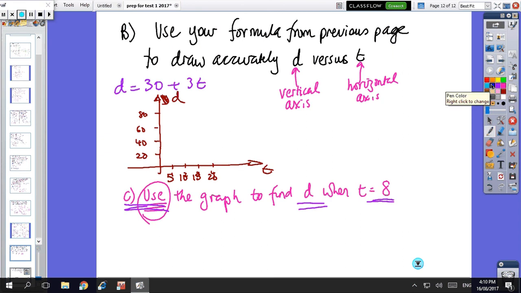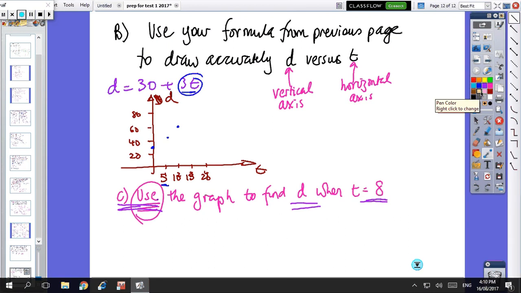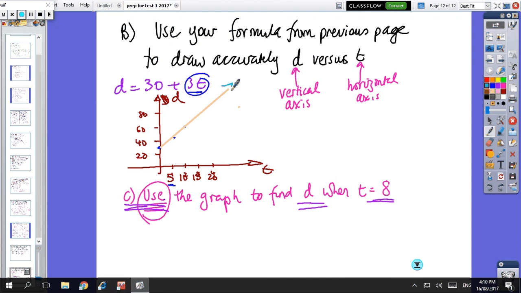So it starts at 30 metres, and at 5 seconds, 5 threes are 15, 30 plus 15 is 45, so it's probably about there. At 10 seconds, 10 threes are 30, plus 30 is 60. So I've got my straight line. You don't go backwards because time can't go past 0, so that's that graph. And just put an arrow there.